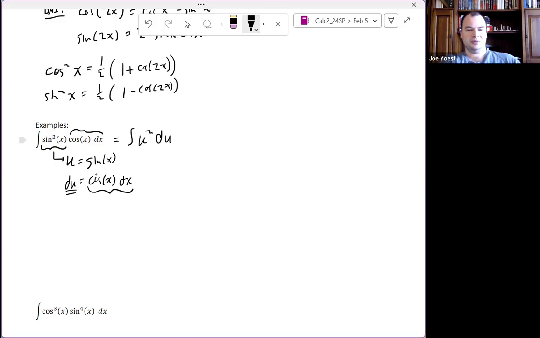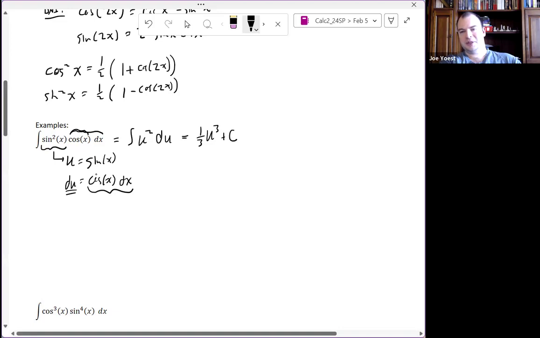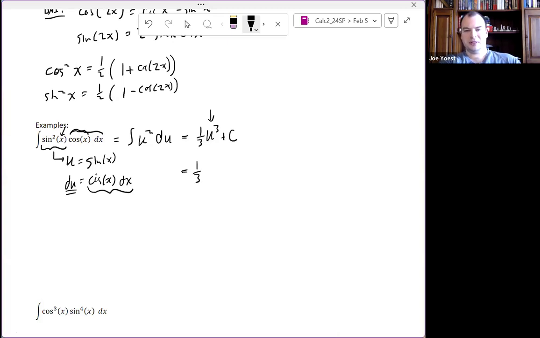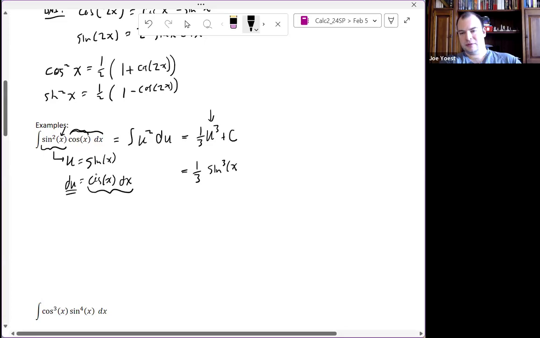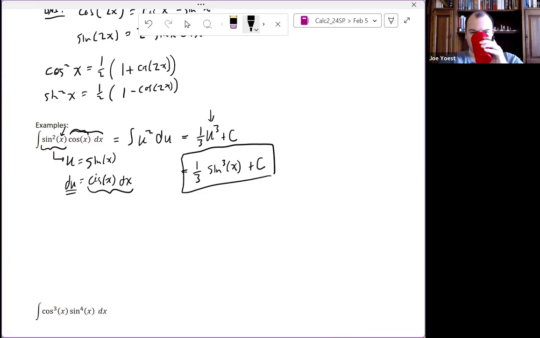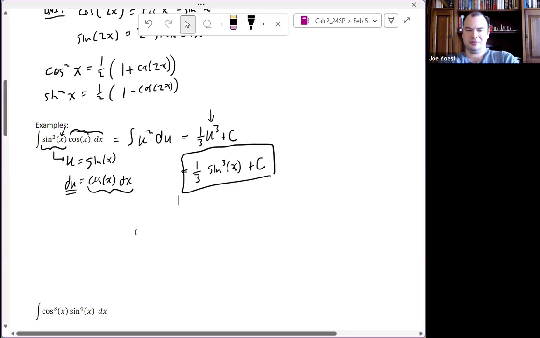The thing that I had to notice here was that I had a sine of x all squared, and the derivative of the inside was also in my integrand. So this is 1/3 u cubed plus c. And now because I was asked the question in x and I have an answer in u, I really should move back to x. So 1/3 sine cubed x plus c. So this is one of my tricks for trig integrals. Just look for a basic substitution.